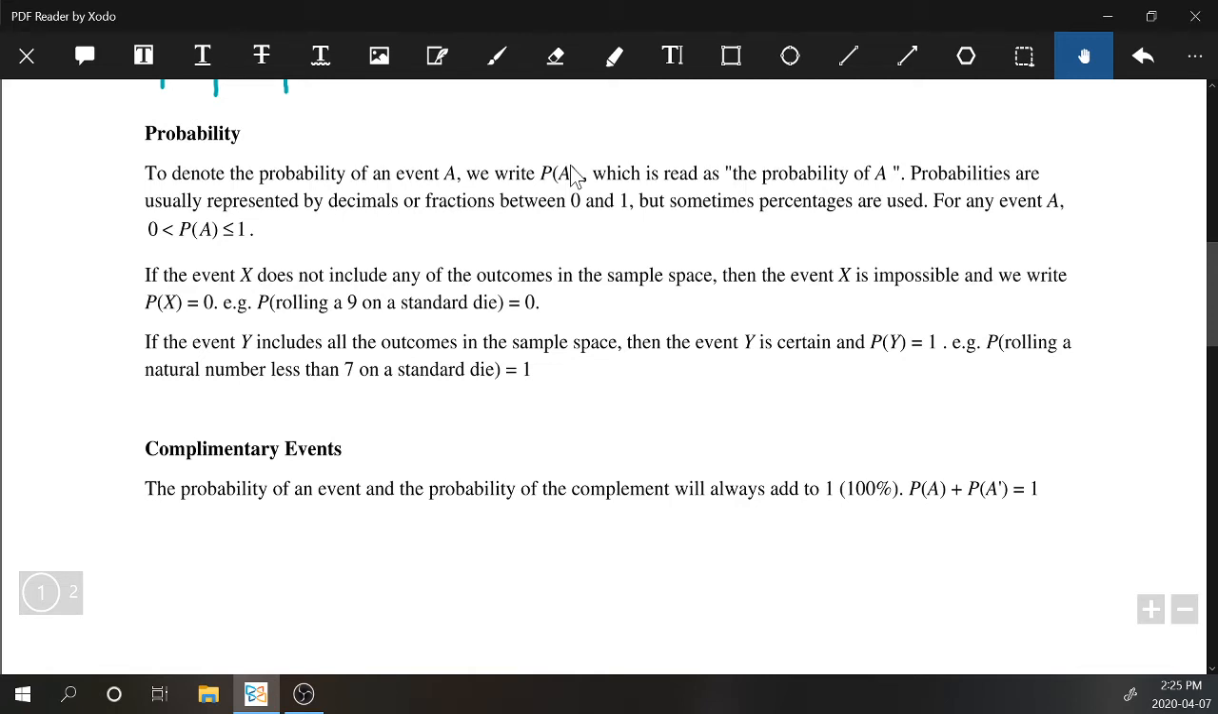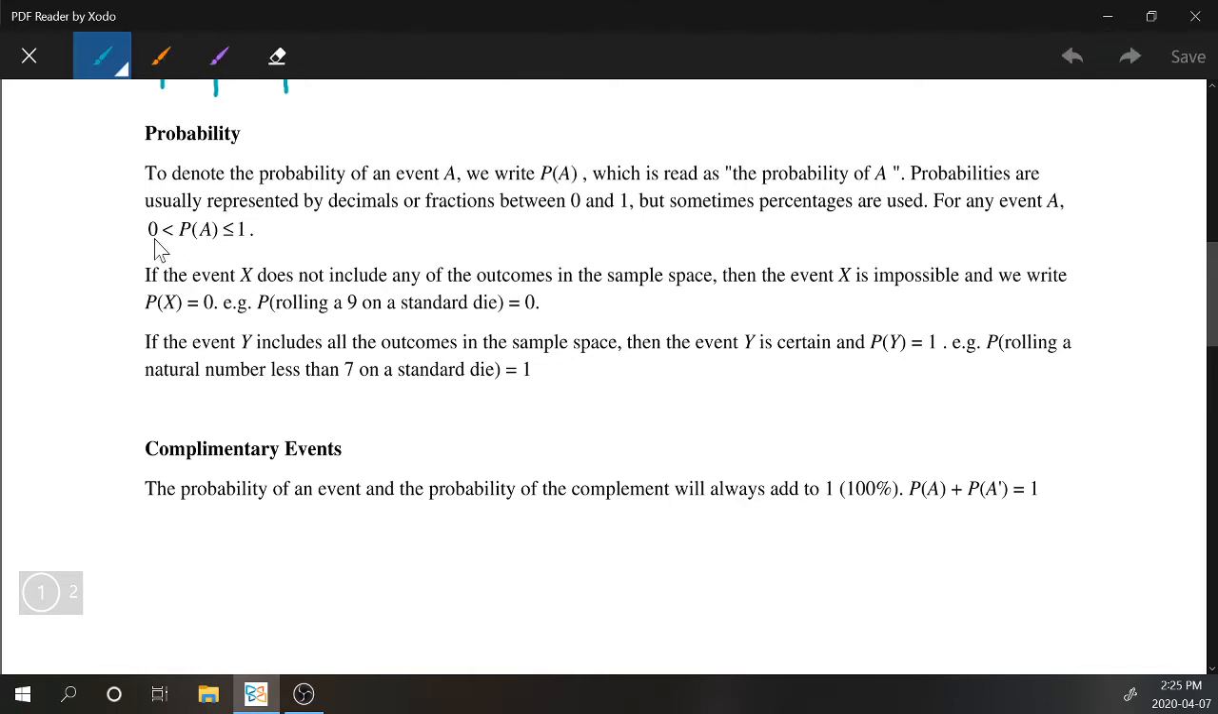So it cannot be more than 1, it cannot be less than 0. Something that would have a probability of 0 would be rolling a 9 on a standard die. If it's a six-sided die, 1, 2, 3, 4, 5, 6, you cannot roll a 9, right?